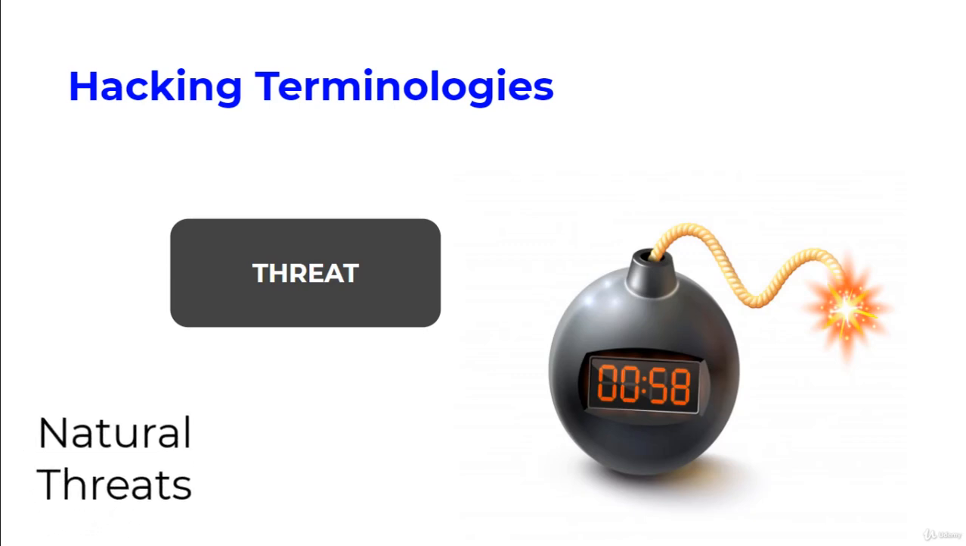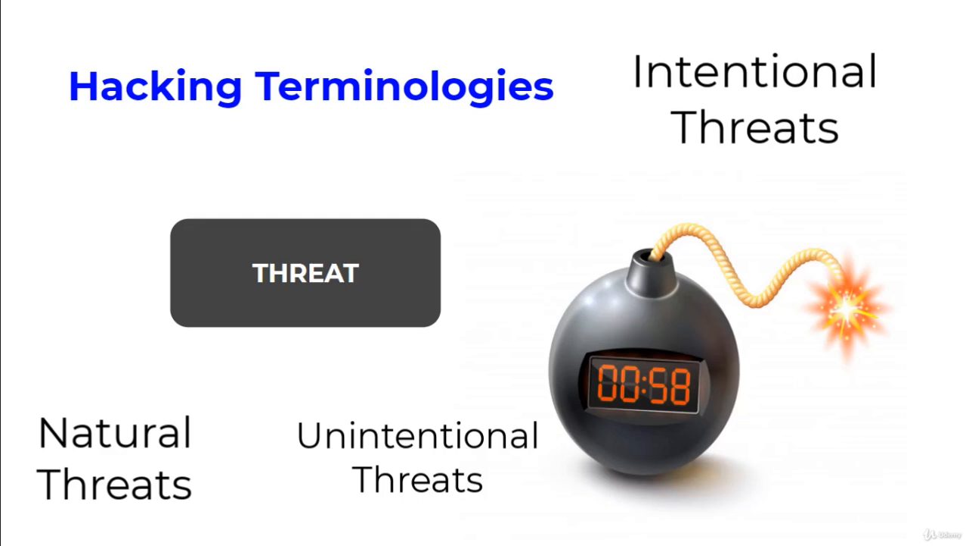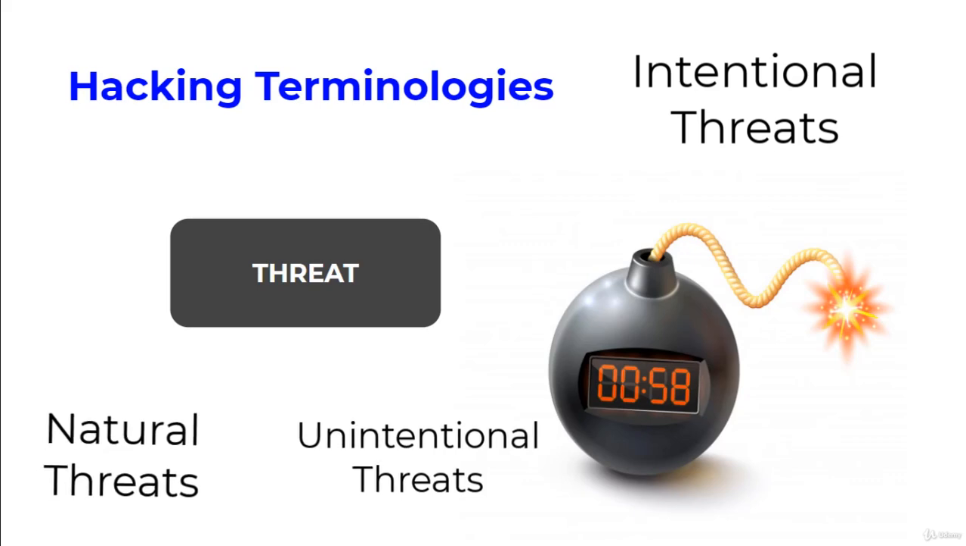Common types of threats are natural threats, unintentional threats, and intentional threats. Natural threats can be floods, hurricanes, or tornadoes. Unintentional threats can be like an employee mistakenly accessing the wrong information. Yes, that can be a threat. And intentional threats are hackers, spywares, malware, adware, or the actions of a disgruntled employee.